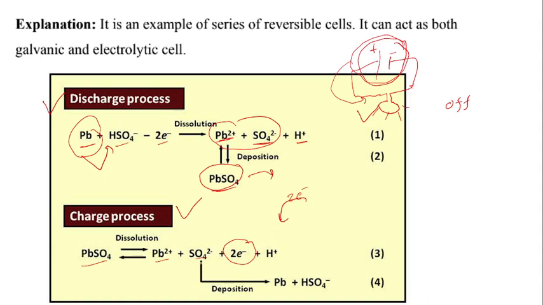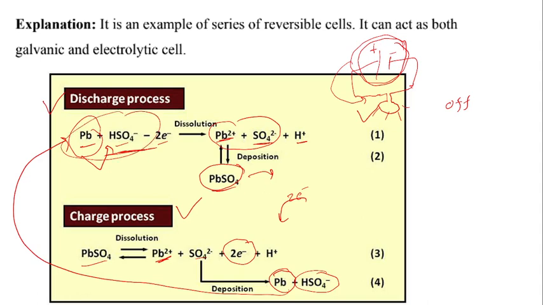So when these 2 electrons come, this lead plus 2 again converts into lead, and SO4 minus. Both are reactants of the discharging reaction. So when you charge it, lead sulfate again converts into lead and HSO4 minus, which is the reactant of the discharging reaction. So you can say this is the charging. When lead is made, your battery is fully charged, whereas when lead sulfate is formed, your battery is going to discharge. This process will continue. That's why it is a reversible process.